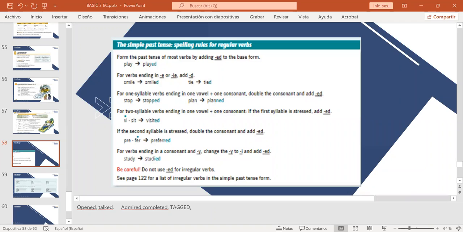Let me see. I have the list here. Destroy, disagree, disappear, doubt, dress, dream, earn, enter. Fit. I got another example. The verb fit. It has the sequence consonant, vowel, consonant, so double the T and add ED. There you are. Also here in the example, you have plan. Double the last consonant, that is N, and add ED. Any questions?